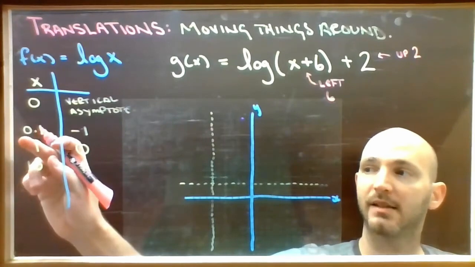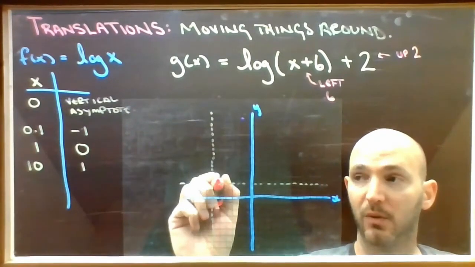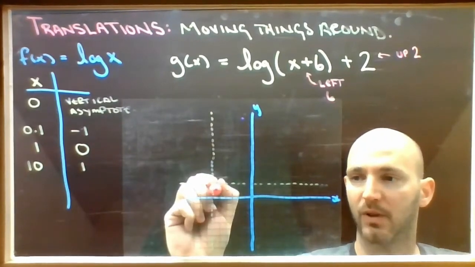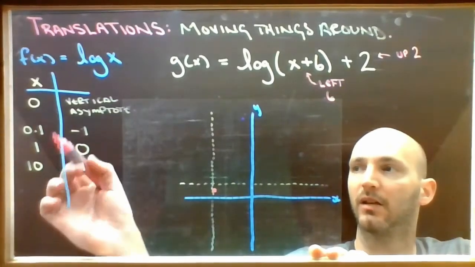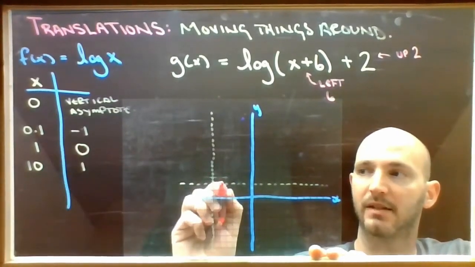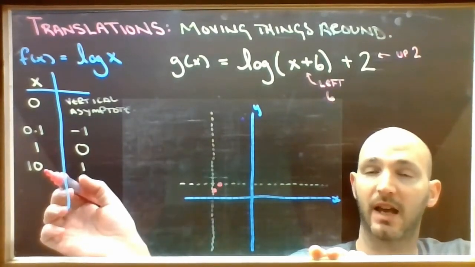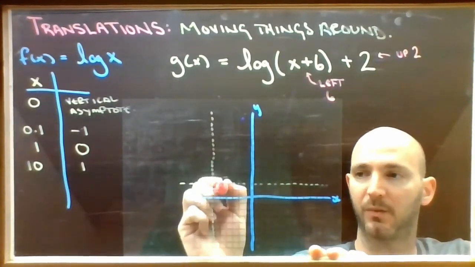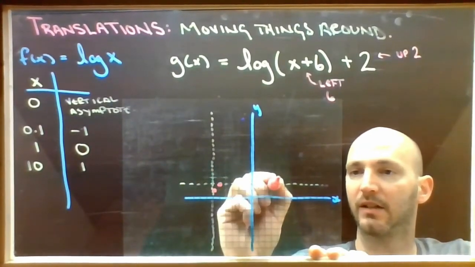So when x is 0.1, so if I go 0.1 over from my new origin, I should be down at negative 1. So that's about here. When I go 1 to the right of my new origin, I should be at 0. And when I go 10 to the right, I should be at 1. So 1, 2, 3, 4, 5, 6, 7, 8, 9, 10. Should be there like that.